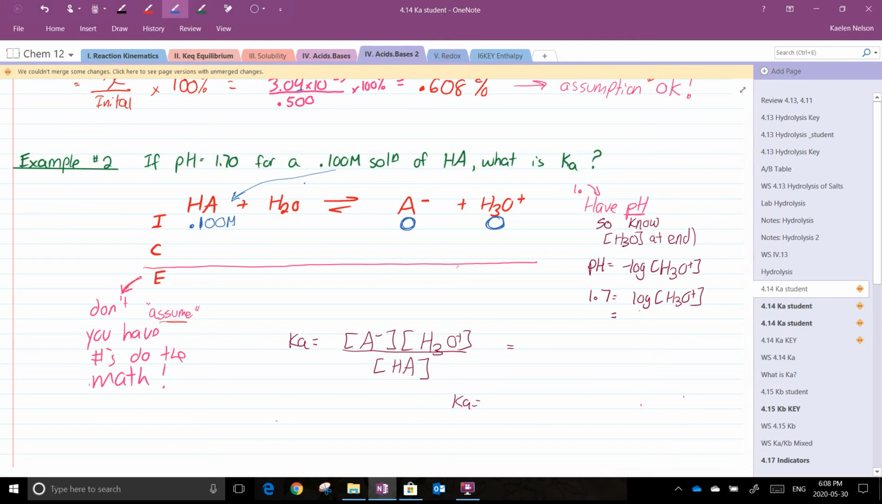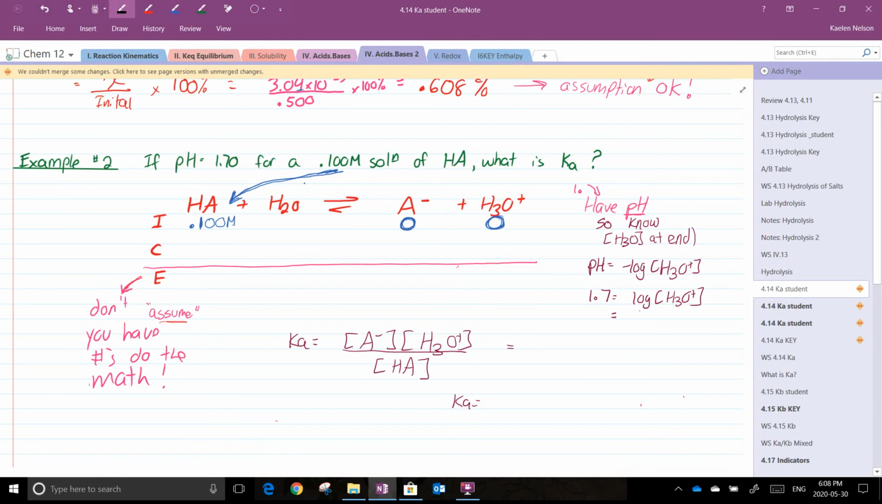Our next problem gave us the pH for a 0.1 molar solution of HA. What is its Ka? We don't know the acid's name, so we can't just go look it up. If we go on to our ice table, we're going to start by putting 0.1 molar in there, and of course, our 2 zeros have to go in the top line.